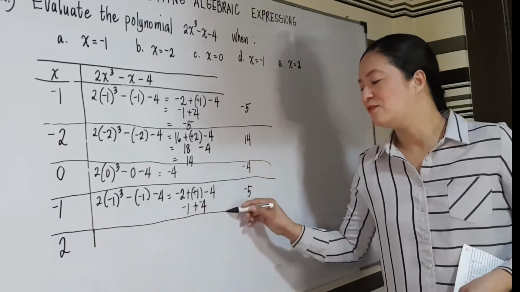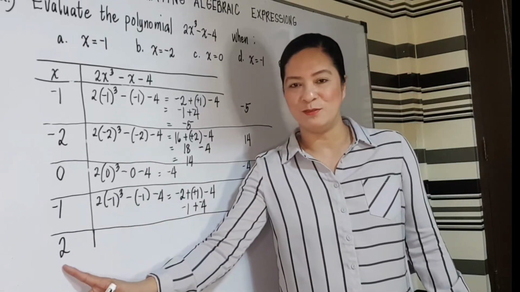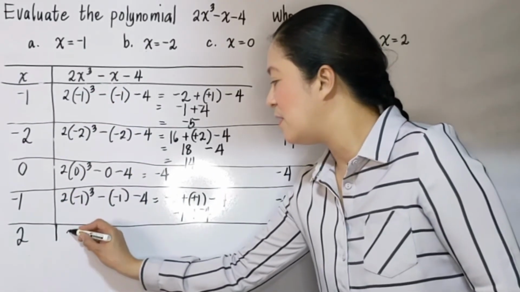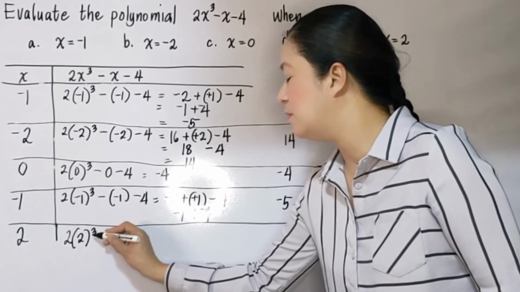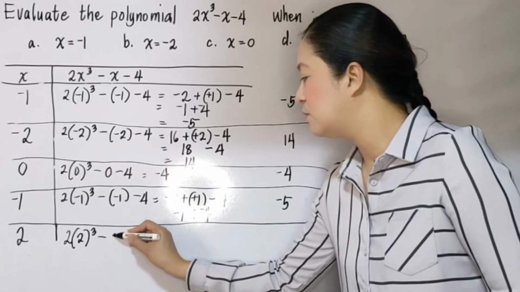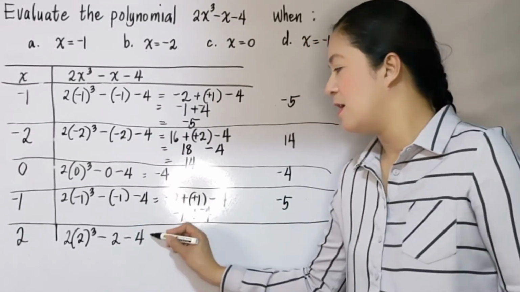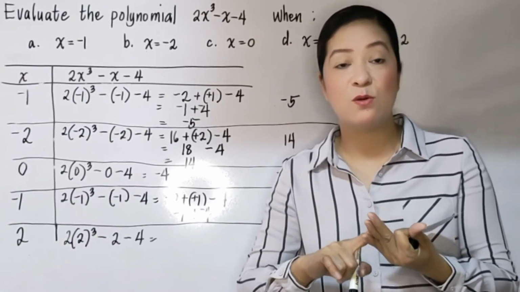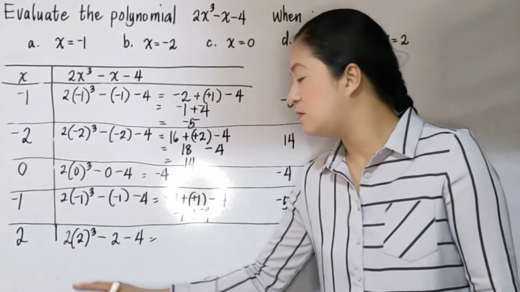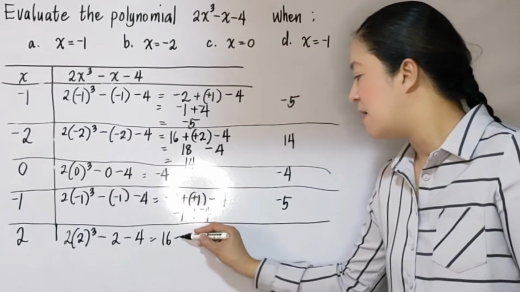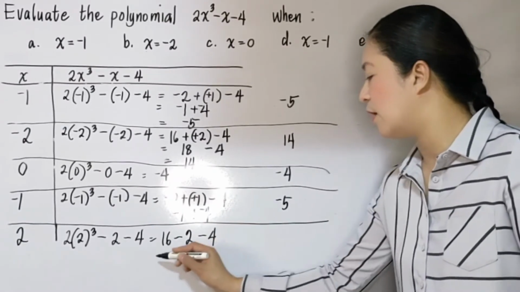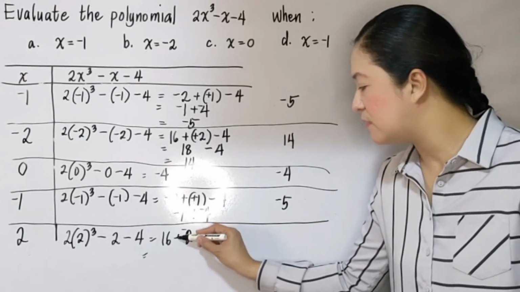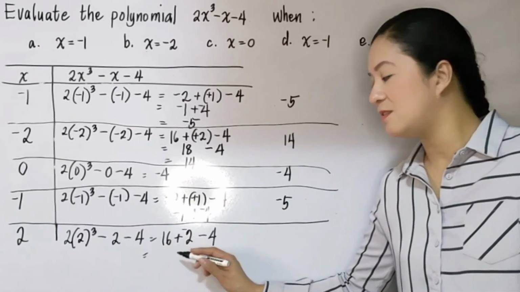Okay, now the last value for x, when x is equal to 2. Replacing the x here in the polynomial by 2. So we have 2 times 2 cubed minus 2 minus 4. 2 cubed means 2 times 2 is 4, times 2 is 8. Multiplied by 2, that is 16. Minus 2 minus 4. So, the first subtraction, change the sign of the subtrahend, proceed to addition. 16 plus negative 2 is 14.